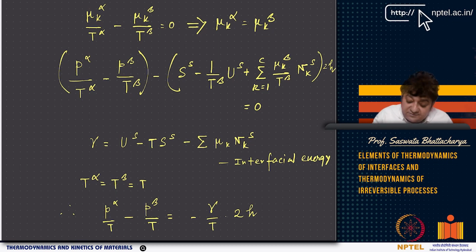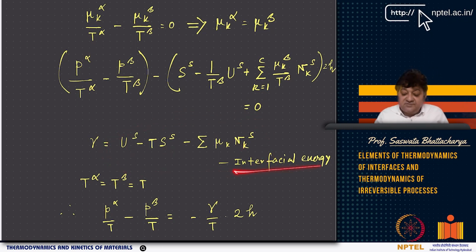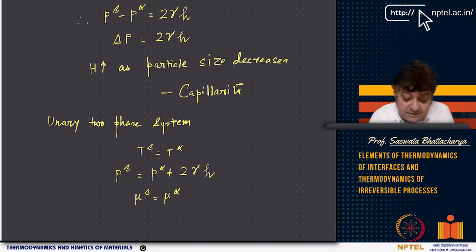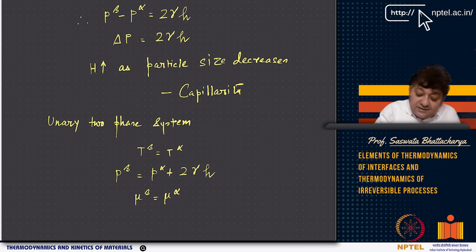so you have now minus gamma by T. Gamma I am defining as Us minus TSs minus sum of mu K NKs, where NKs is basically the interfacial concentration. All these terms, energy, entropy, and mole number, contribute to the interfacial energy. So, you have P alpha minus P beta equals 2 gamma H, and this is like a capillary relation, delta P equals 2 gamma H.